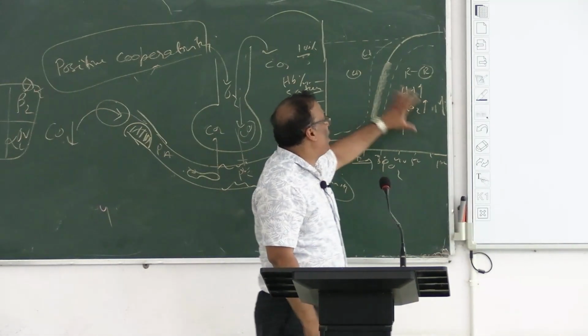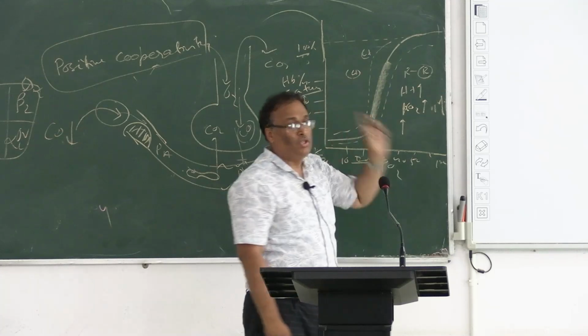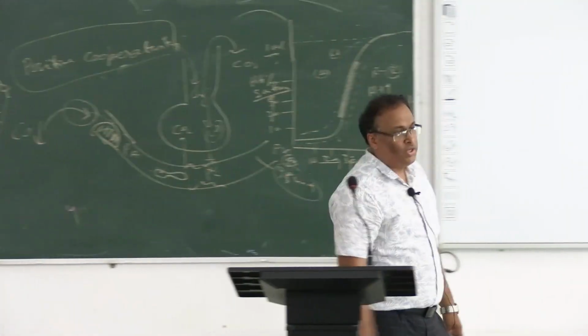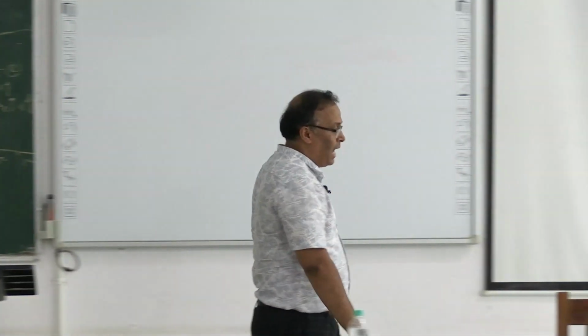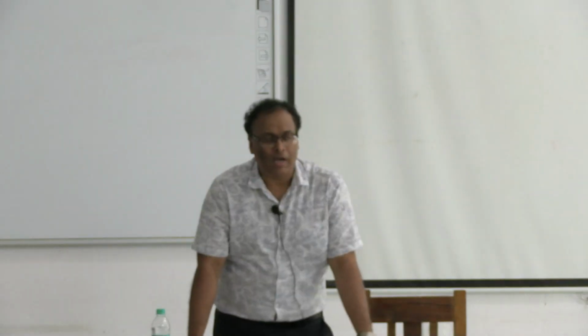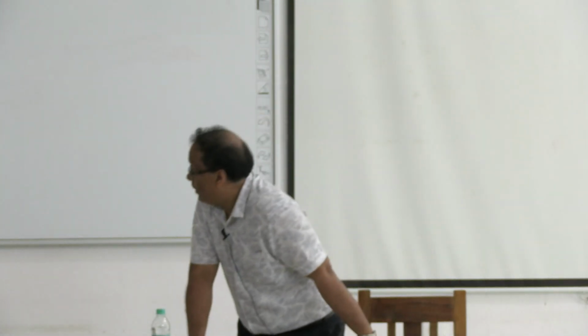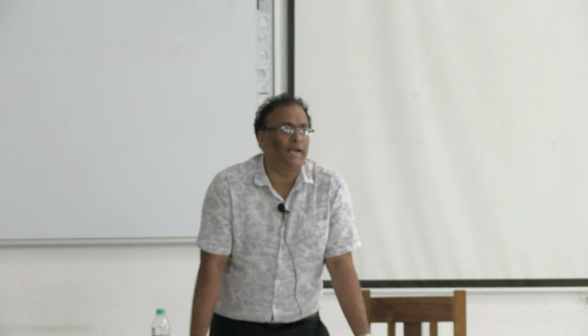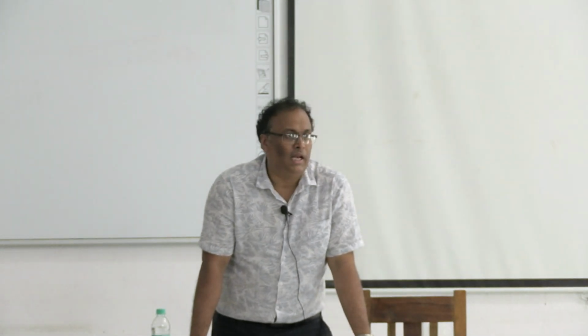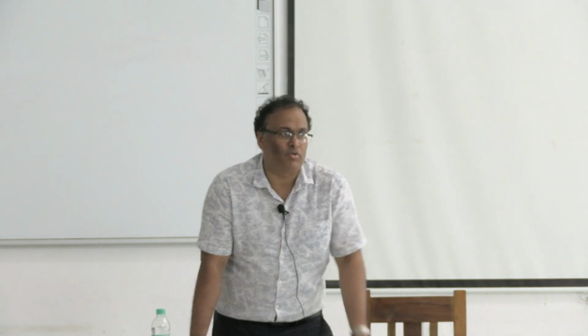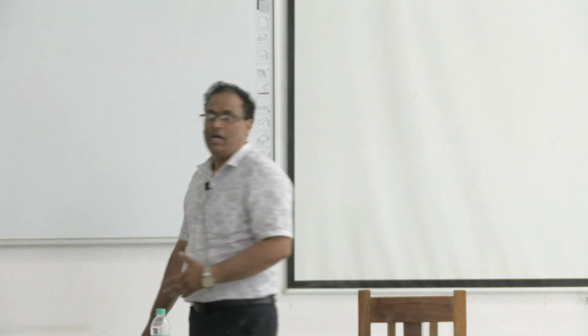This is called the right shift. So this is called the oxygen hemoglobin dissociation curve. Now, left side is association, the curve is shifted to the left side, and that is the bound position.